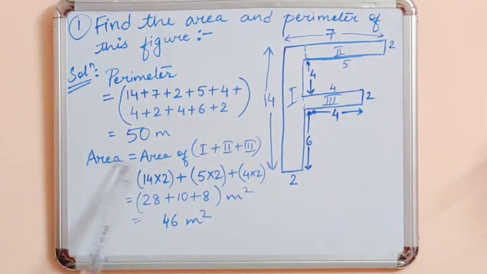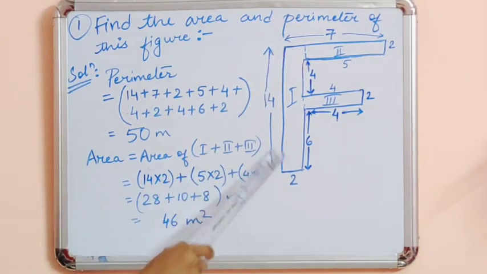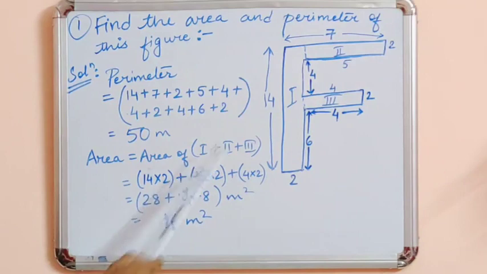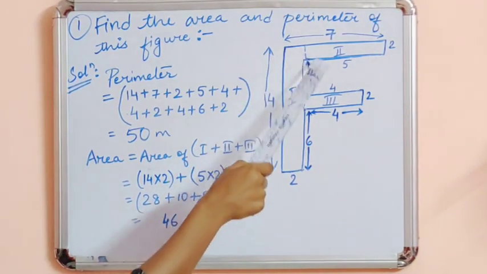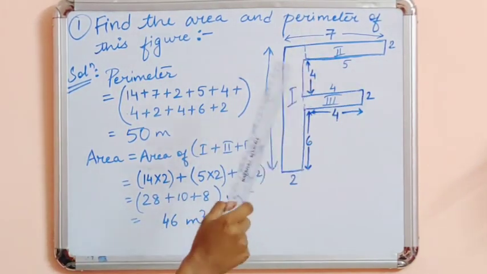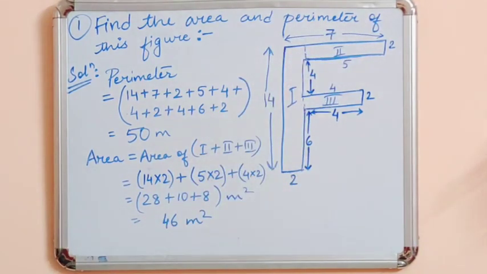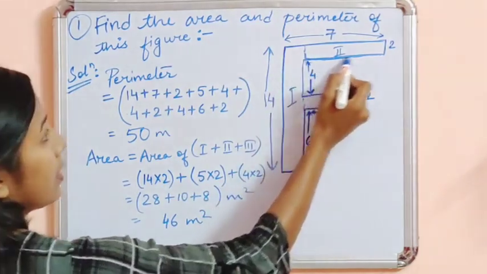So the total area will be equal to area of first rectangle plus second rectangle plus third rectangle. So what will be the area of first rectangle? You can see this is the length and this is the breadth. So 14 into 2 plus area of second rectangle. This is the length. Don't mistake this with 7. Don't write 7 because our second rectangle starts from here. So this is the box.